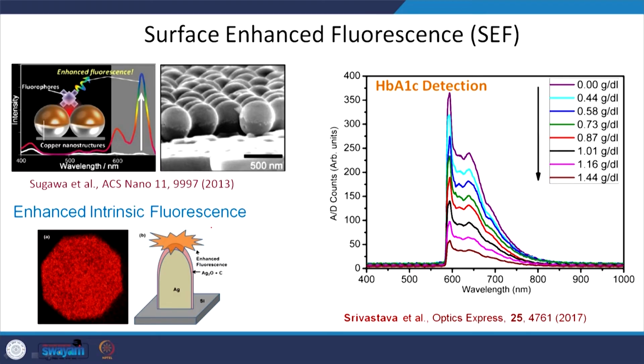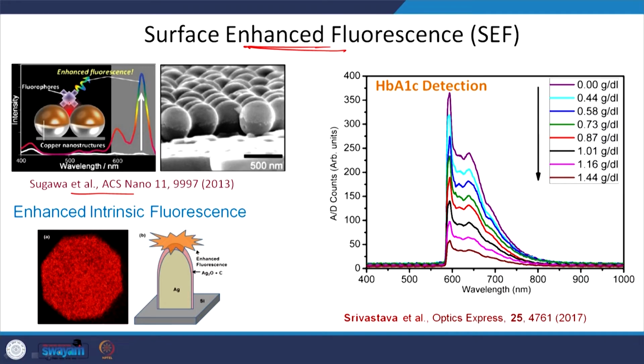If you bring this kind of fluorophore near a metallic nanostructured surface, plasmonic surface, then its fluorescence can be enhanced, and that is why it is called surface enhanced fluorescence. So, for example, in this case you have these copper nanostructures from this paper, and if you bring a fluorophore near the hot spots, that is what I was mentioning, the gap between these two particles, you can have enhanced fluorescence.